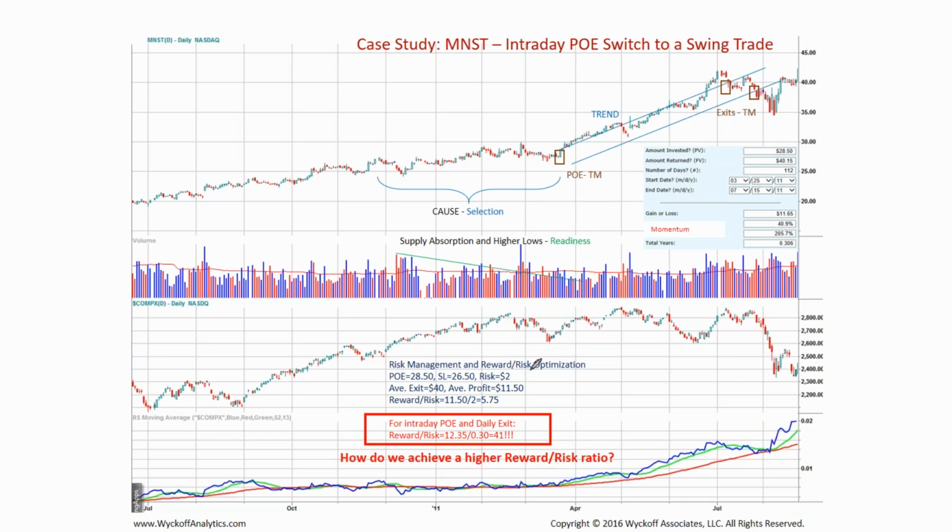and by the way, risk management, let's go through this too. So we entered the trade at 28.50. Stop loss was $2 below, so our risk is $2. Our exit on average is around $40, and our average profit is $11.50. So our reward to risk ratio is 11.50 divided by 2, which is 5.75. So this is a really good reward to risk ratio, because it allows us to think in terms of the many number of trades that we're going to conduct like this.